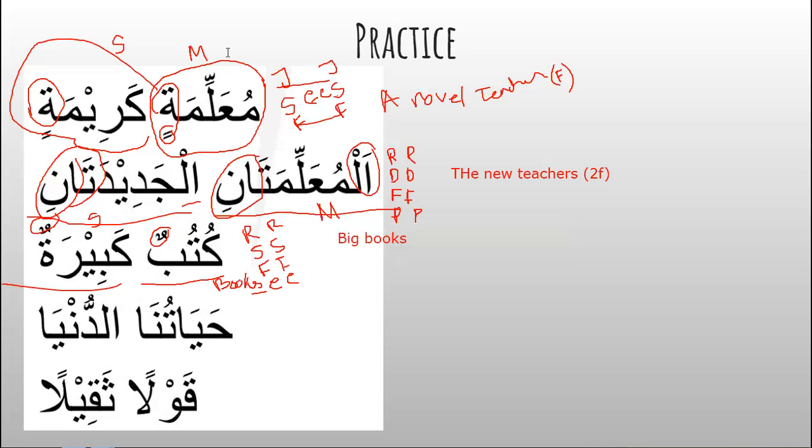Okay, the next one is going to be tough for you. Qawlan thaqilan, qawlan thaqilan. This one is an easy example. Qawlan thaqilan. Okay, qawlan.